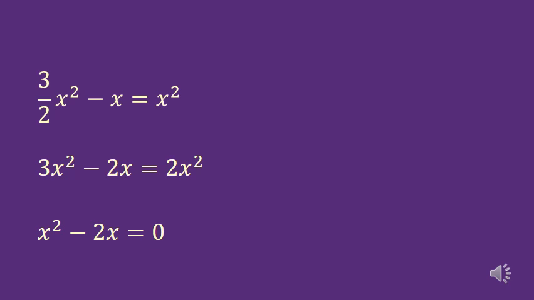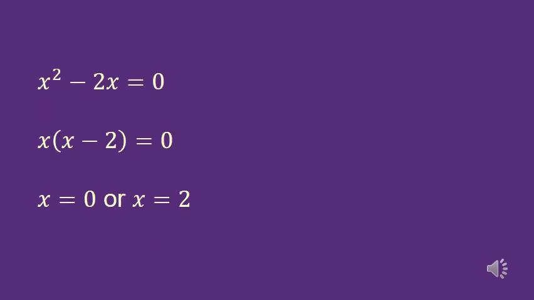And what I did between the first line and the second line here is I multiplied every single thing in this problem by 2. Because what that does is it cancels out the 2 that's on the bottom of the fraction. So 3 halves times 2 gives me 3x squared. In the middle, I multiply by 2 and get minus 2x. And at the end, we're going to get 2x squared. Again, I just multiply by whatever the fraction is I'm trying to cancel out. Next step is exactly what we've done before. I'm going to get everything on one side, and then we're going to factor.